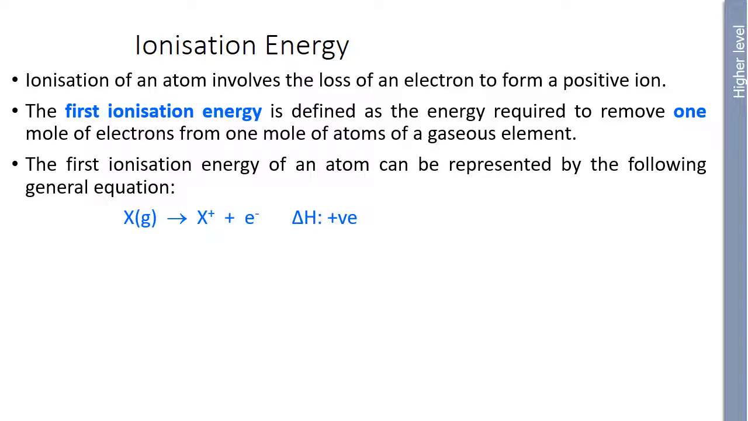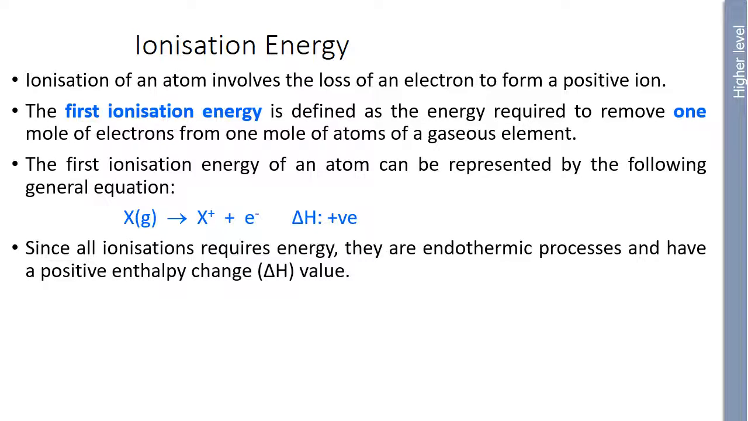So you've got a gaseous atom X, so you basically heated it with a large amount of energy until it's in gaseous form, until it begins to ionize. It loses an electron to become a positive ion. And this first ionization energy is represented by this equation. Now notice that delta H is positive, because all ionizations require energy to allow the ionization to occur, so they are an endothermic process. Remember from last year, endothermic processes are ones which require energy for them to occur. And therefore you have this positive enthalpy change, this delta H value.